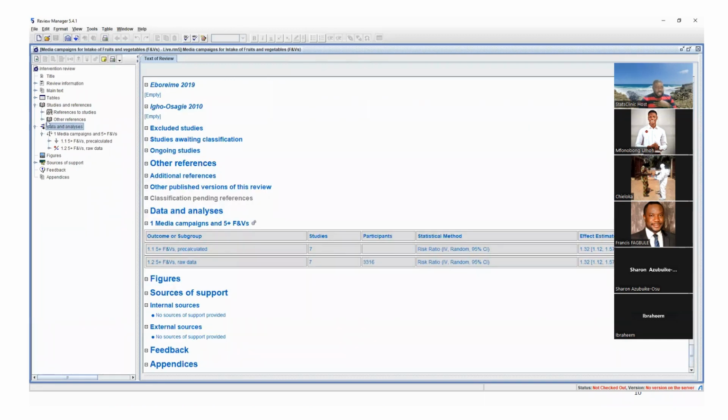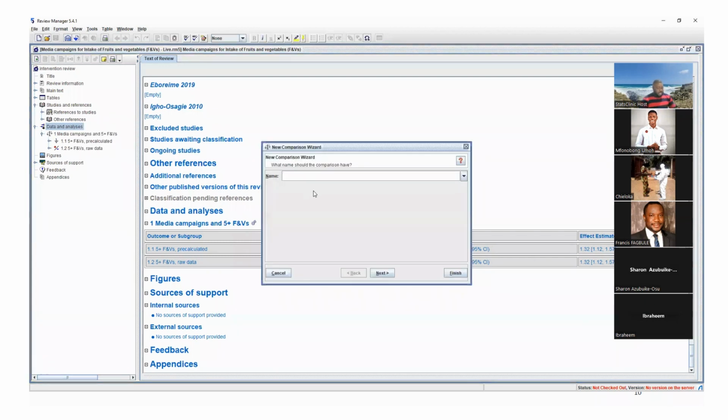All right, so if you go to your RevMan and click on data and analysis, you can find this green sign that comes up. You can click that, or you can right click and add a comparison. If you add a comparison here, you type in maybe continuous, or media campaigns. I like to use informative inputs: media campaigns, fruit and vegetable intake.